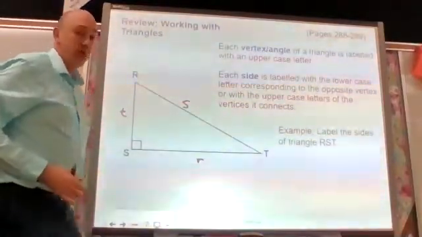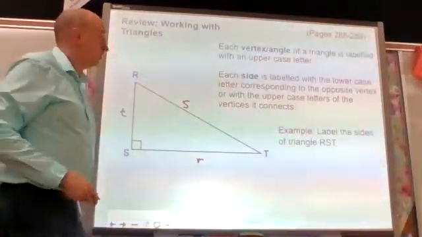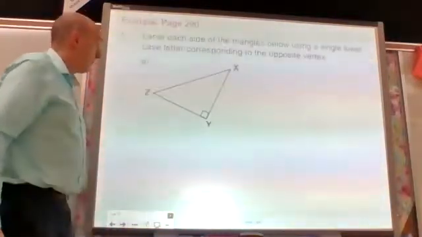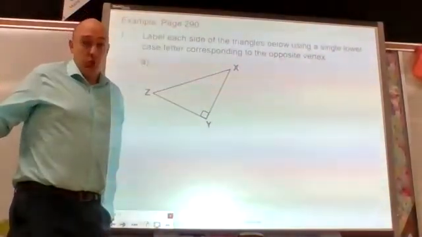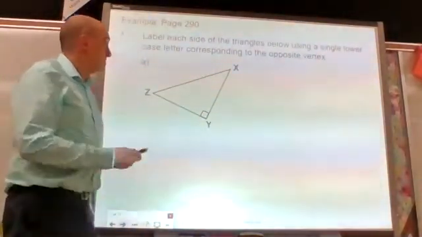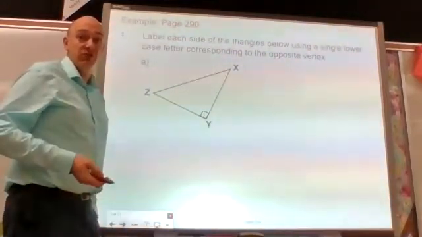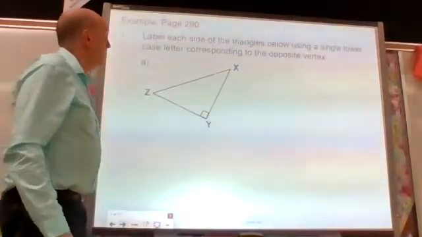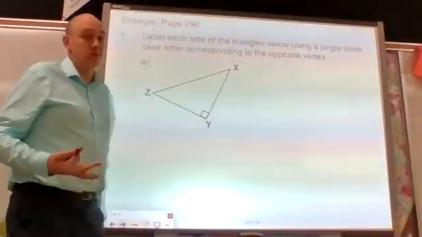It's really important to know this so that you can understand the formula we're using for trigonometry. Okay, so first super basic question. I just showed you how to do this. Why don't you try doing it before I do it? Make sure you get the answers right, so just pause. There we go. Label each side of the triangles below using a single lowercase letter corresponding to the opposite vertex.